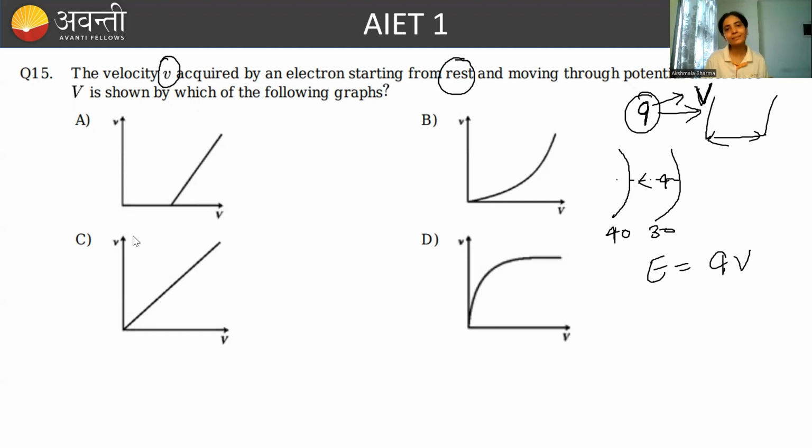What kind of energy is this? Kinetic energy. Here v is what? Potential difference. q is what? Charge value of that particular particle. This is kinetic energy. What will you write for kinetic energy? Half mv square, and this is equal to q into potential difference.